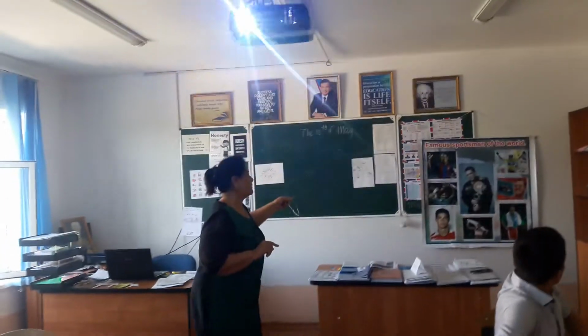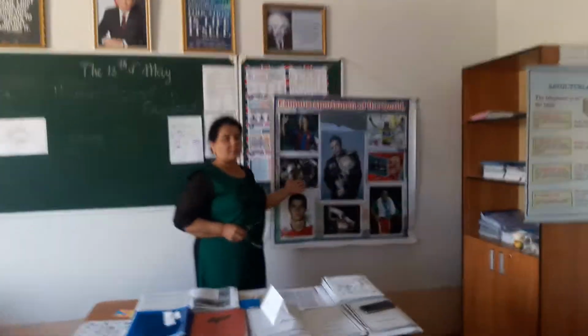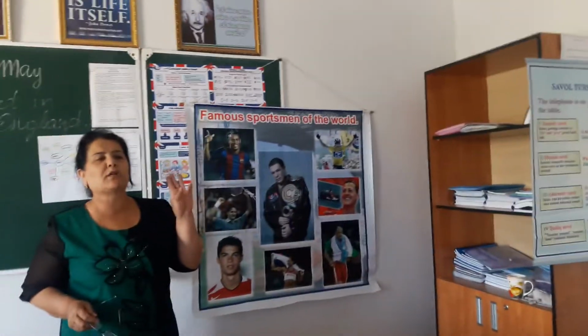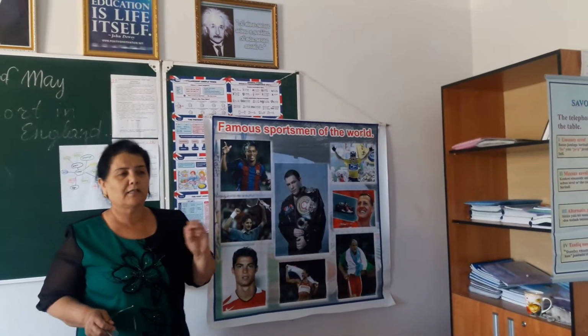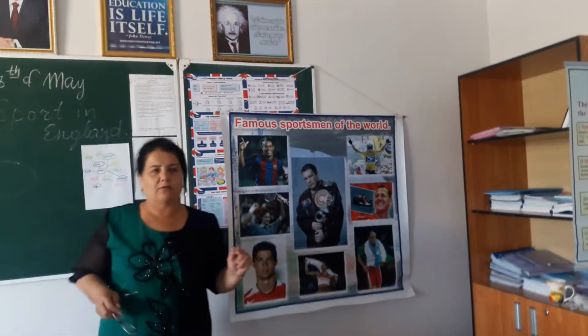Your task is to write the names of famous sportsmen of the world. Okay, I give you 3 minutes to write. Yeah, right? And one of your representatives comes to the blackboard and says, okay? Okay. Now begin.